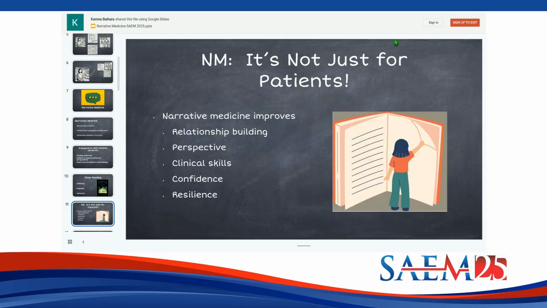The thing about narrative medicine is that it's not just for the patients, it's for us as clinicians. It's for all of our staff in the emergency department. And as Dr. Darwood is referring to, narrative medicine will help us improve multiple aspects of our clinical practice, things like our relationship building.